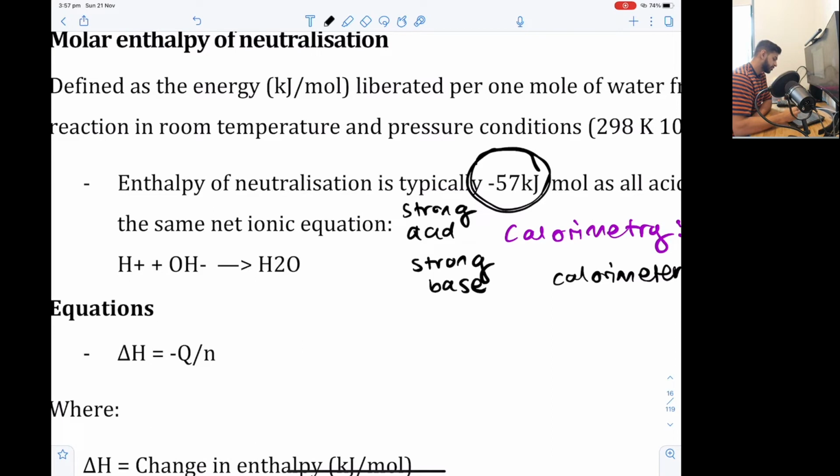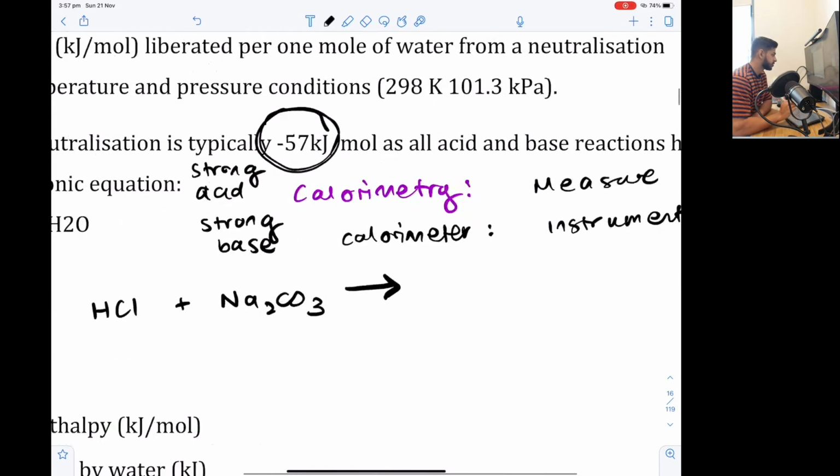Even with a strong acid and strong base, or a weak acid and strong base, imagine we had HCl, which is a strong acid, and it combines with a weak base like sodium carbonate. The reaction will always go to completion. You never form an equilibrium. I want you to remember this: all neutralizations go to completion. So we don't care about how strong the acid or base is. What we care about now is the enthalpy. I told you it's highly exothermic.